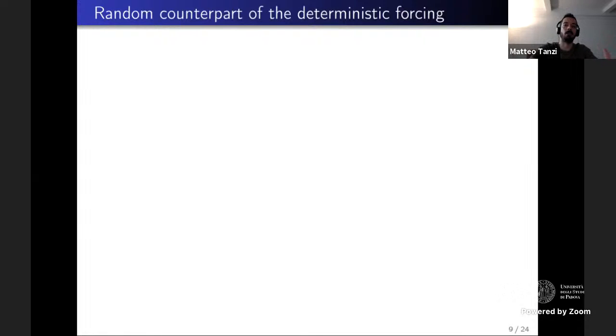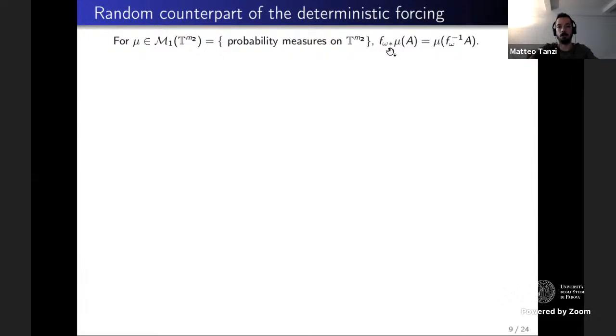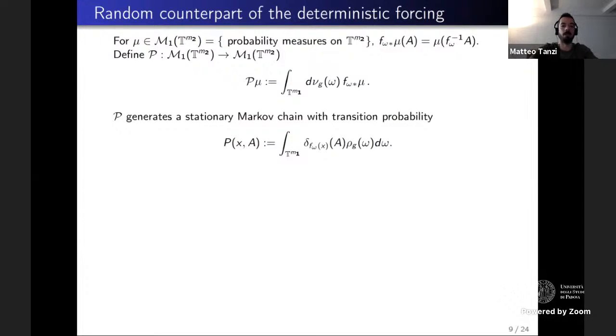And to do so, I have to introduce what we call the random counterpart of the deterministic forcing, which is the following. For all of the maps F omega, we can define the transfer operator for the map F omega. And we can define an operator going from the measures on TM2 to the measures on TM2, which is just the average of all the transfer operators with respect to the measure invariant under G, the unique invariant probability measure for G. And this operator, of course, generates a stationary Markov chain that has transition probability that can be written in this way. So here we are starting from a measure nu G and maps F omega, and we are producing a Markov chain out of it.